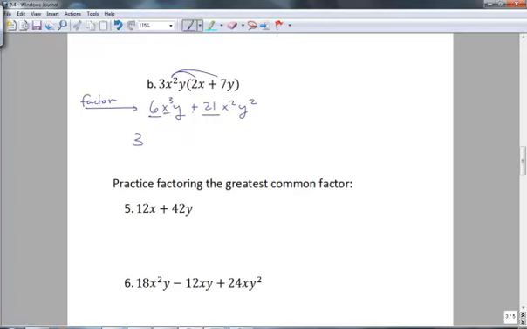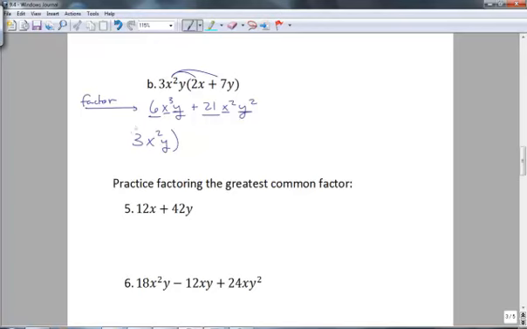Taking a look at the x cubed and the x squared, well, they both have x's. The first term has 3 of them, the second term has 2 of them, so what's in common would be 2 of them. They both have 2 of them. The first one has an extra one, but they both have 2. So x squared. And then taking a look at the y's, the first term has 1 y, the second term has 2 of them, so what's in common is just the 1 y.